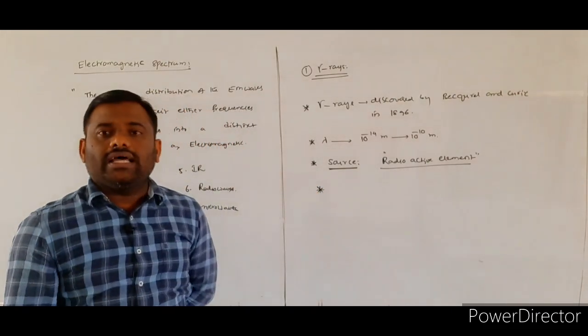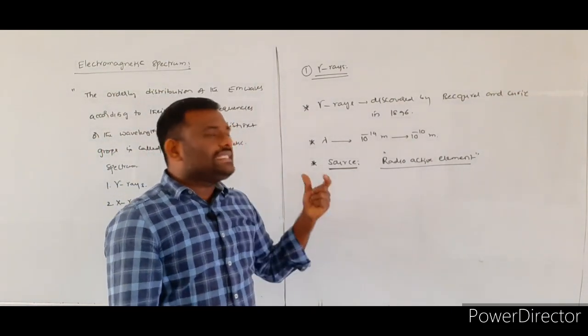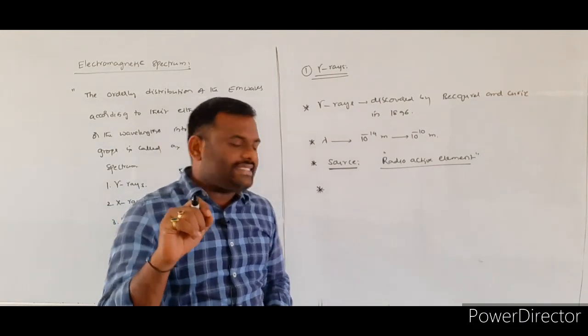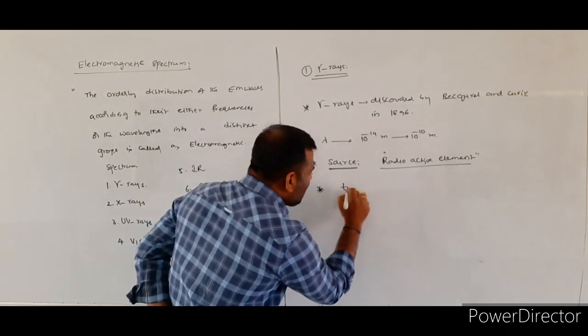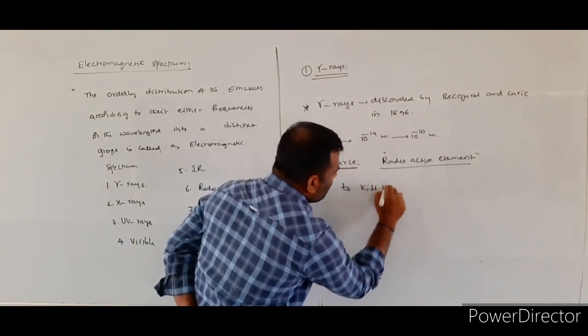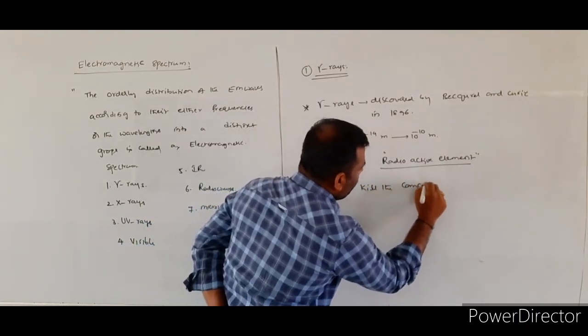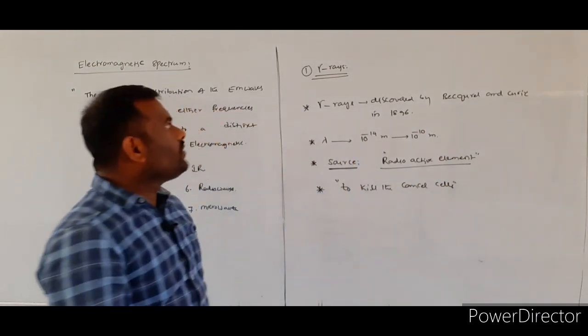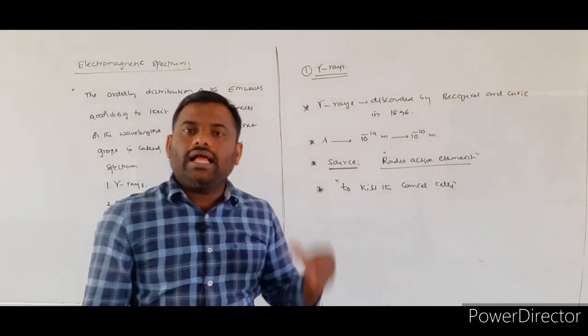Where are we using the gamma rays? These gamma rays are used in medicine for killing cancer cells. To kill the cancer cells, we are using these gamma rays. So this is the information about the gamma rays.